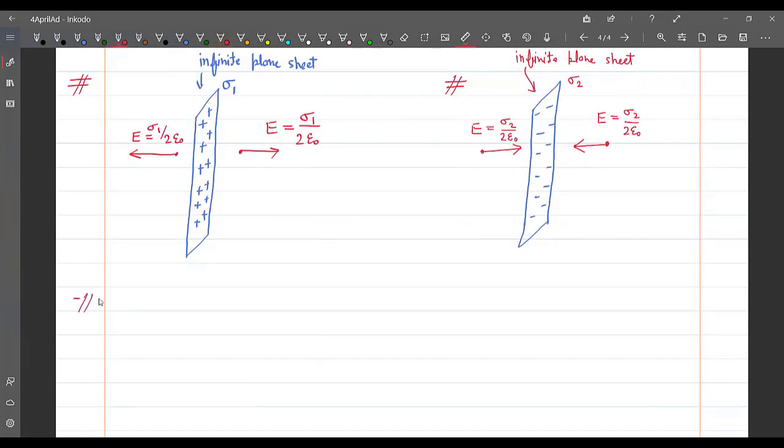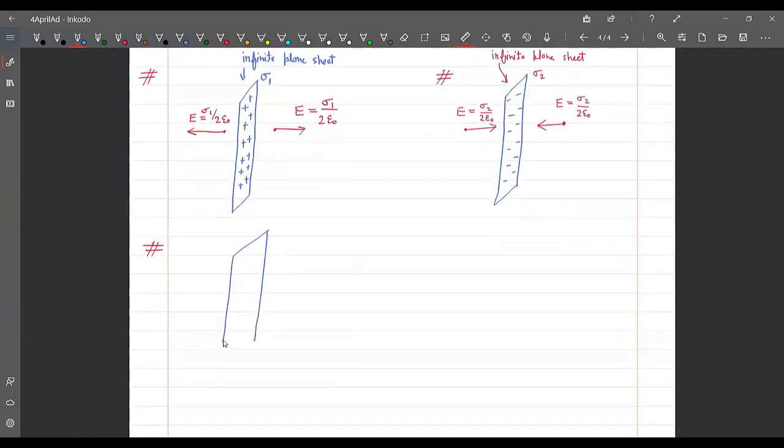Taking some more cases. Suppose I have two infinite plane sheets. They are kept side by side. First sheet is like this. If I write sigma, then you have to assume that it is a surface. And there is another plane charge sheet. This is also positively charged, but with another different surface charge density.